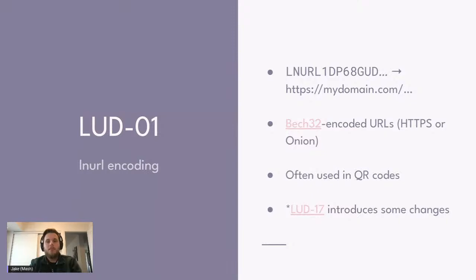It can be either HTTPS or Onion, and as you saw, you can bake it into a QR code if you want, which you'll see often. If you want to see some ways that this is being iterated on, you can check out LUD 17. There are some changes there, namely around how the URLs are structured. You can use custom schemes and stuff like that. And they're actually trying to get rid of Bech32 encoding. But check that out if you want to see a little bit more about that.